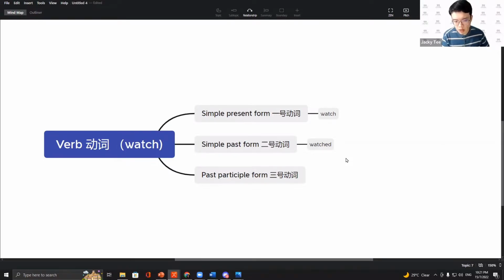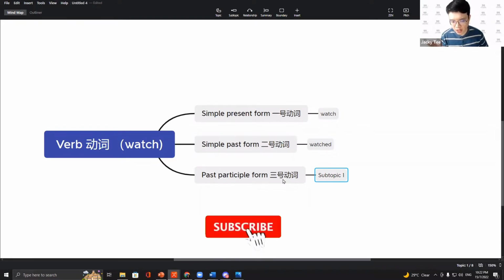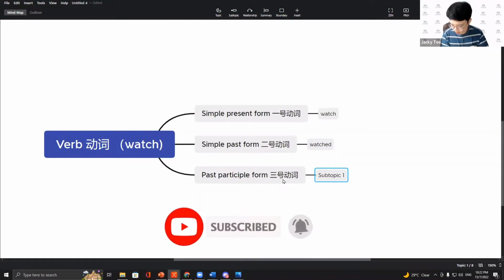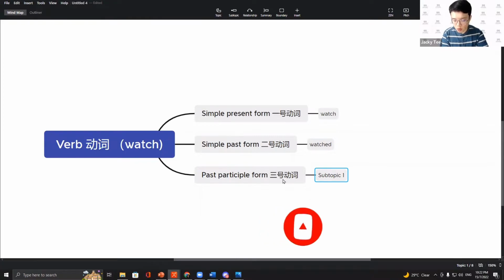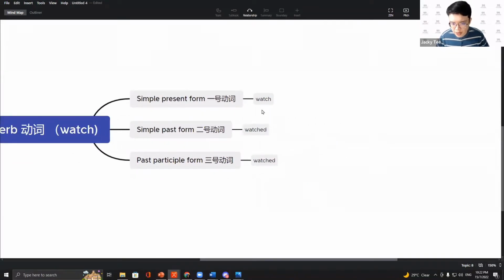Okay, and we have verb number three, because sometimes students may get confused that, oh, we have simple present tense, we have simple past tense, then we shall have a simple future tense. No, today we are talking about the word form. All right, it's not talking about tenses. So there is no simple future tense. So after the past tense form, we move on to the past participle. Here we will have the same spelling, W-A-T-C-H-E-D. Watched. Okay. So if you see the word, there is a slight difference between the present form and also the past forms.